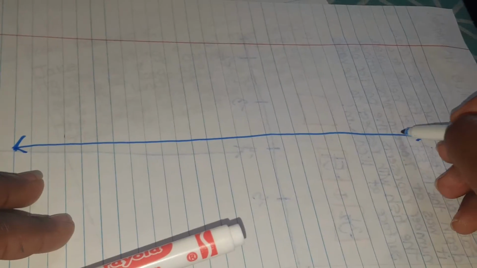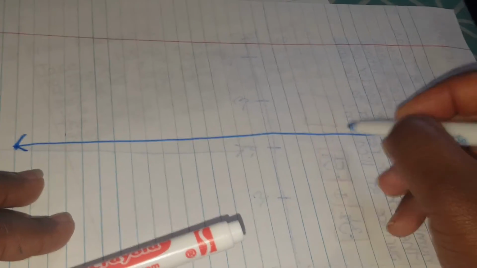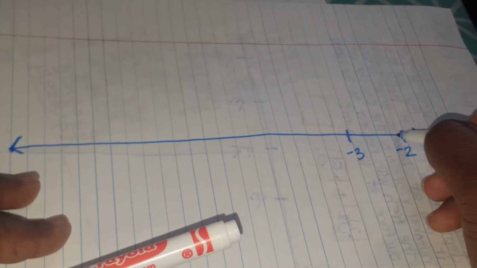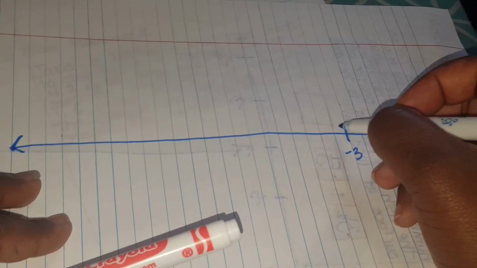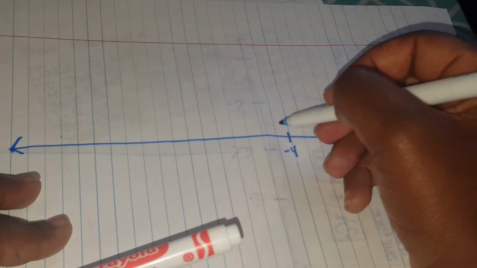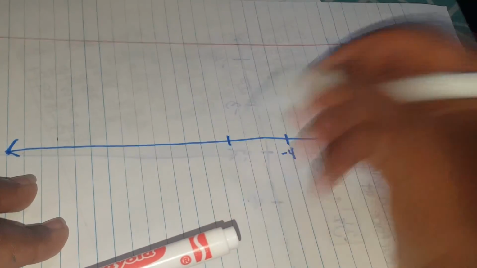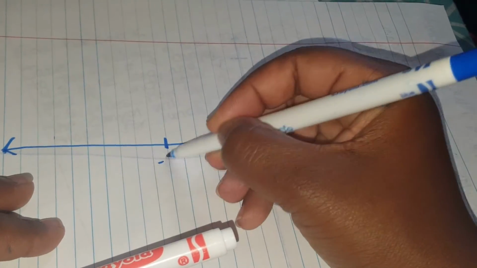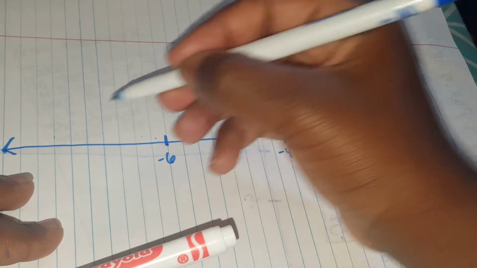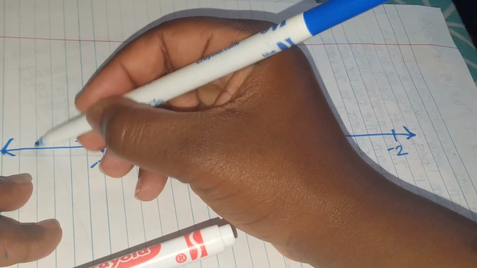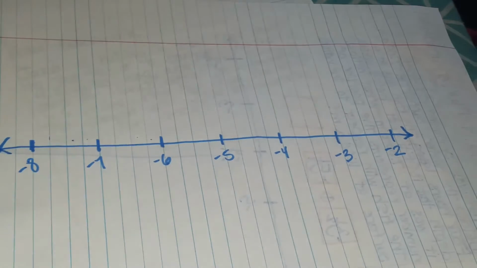Okay, so I'm going to start here. -2. Then some space. -3. Let's see, I skipped 1, 2, 3, 4. Okay, so 1, 2, 3, 4. -4. 1, 2, 3, 4. -5. 1, 2, 3, 4. -6. 1, 2, 3, 4. -7. 1, 2, 3, 4. And we can stop at -8.